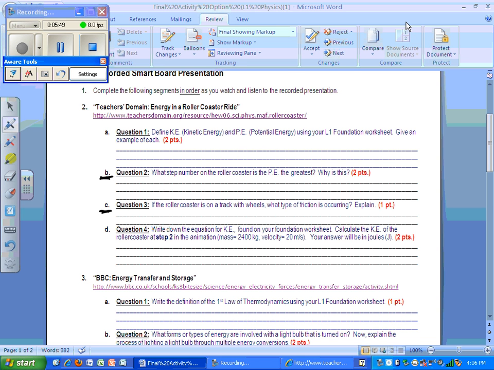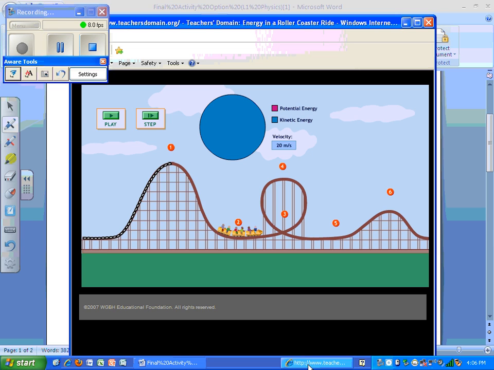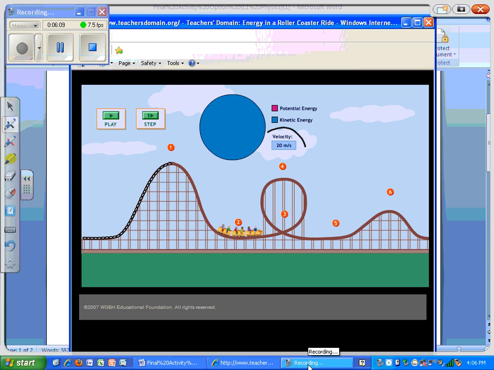Okay, moving on to question number 4. Now we want you to write down the equation for kinetic energy. This is found on your foundation worksheet. You can calculate the kinetic energy of a roller coaster at step 2 in the animation. Now, if you remember when we look back, this is at step 2. It's at 20 meters per second at this moment, okay?